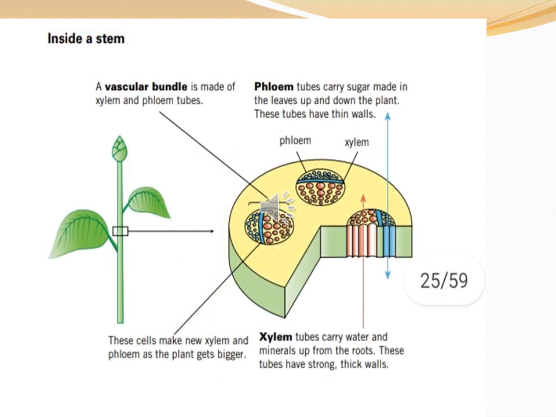This diagram is showing you the internal structure of a stem. Inside the stem again there is a vascular bundle consisting of phloem and xylem. Phloem is responsible for the transport of sugar molecules, and xylem tubes carry water and minerals up from the roots.